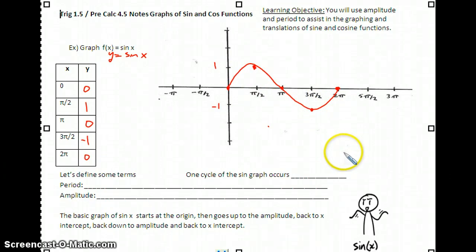Once we have this graph, what we have just done here is we have graphed one period of the graph. And one period will occur when you get a complete cycle of the graph. So it started here at 0, 0, it went up, it came back down, and then it goes back up again. So this distance here is considered a period. So one cycle of this graph is actually occurring from 0 to 2 pi.